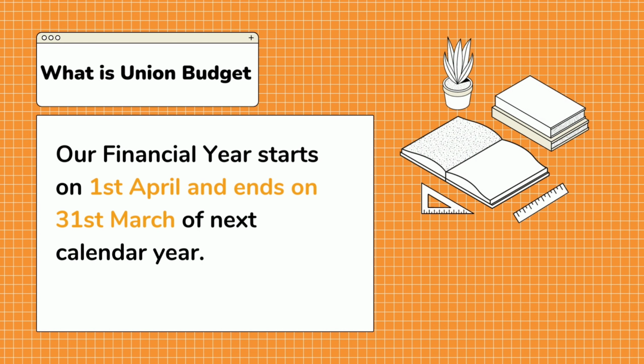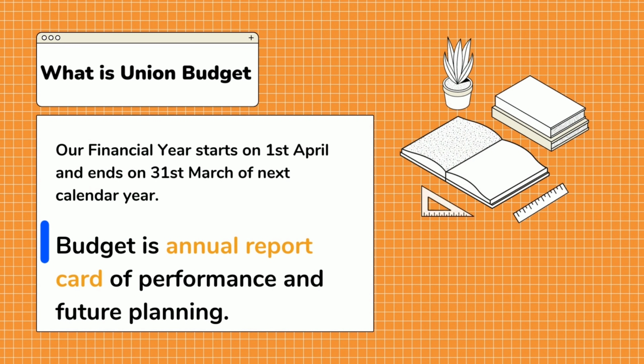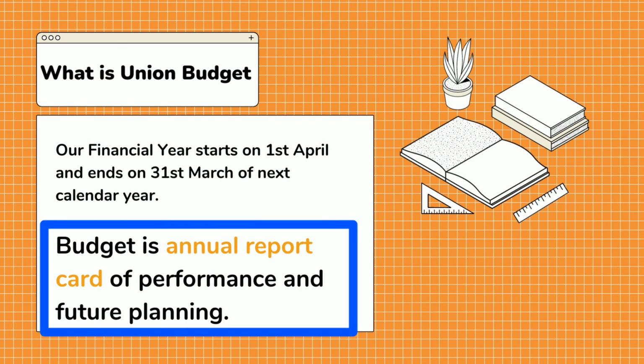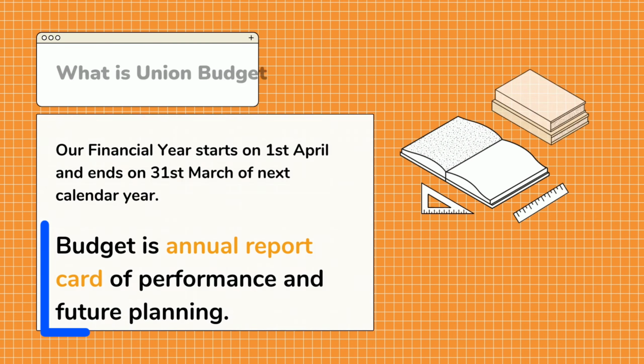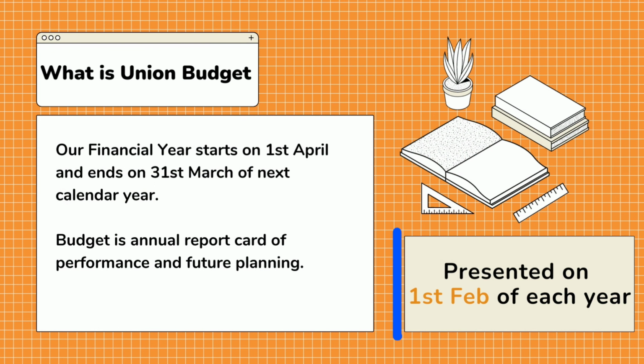In India, our financial year runs from 1st of April to 31st March of the next calendar year, and the budget is an annual report card of what has happened last year and what is the plan for the coming years. Starting from the year 2017, it is presented on every 1st of Feb of each year.